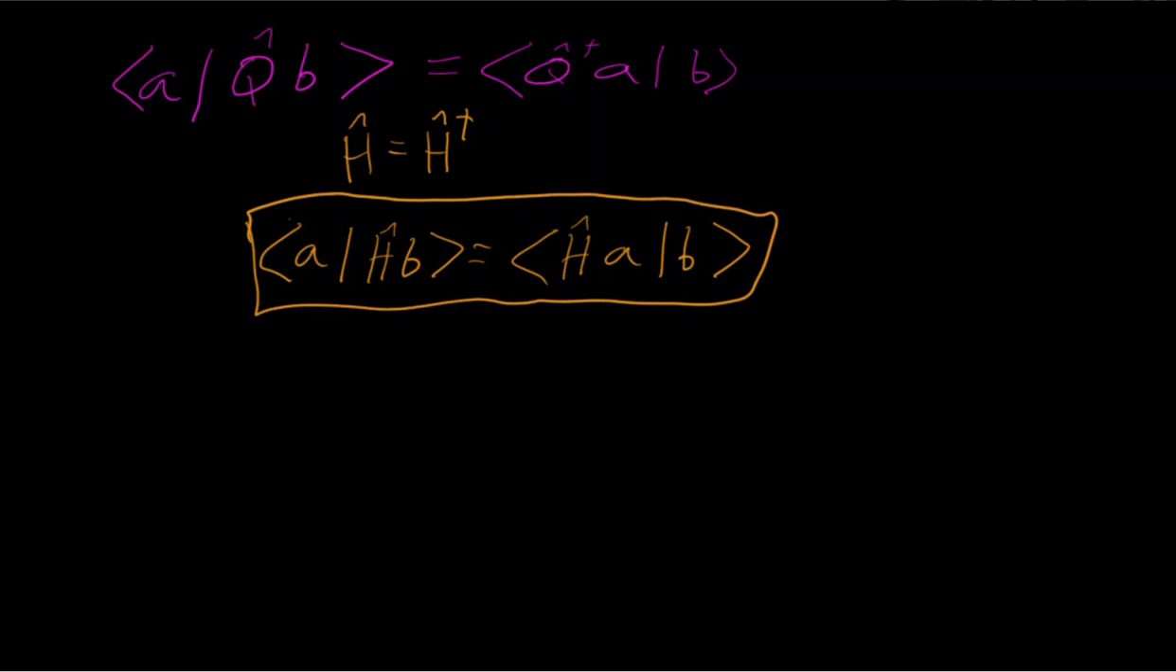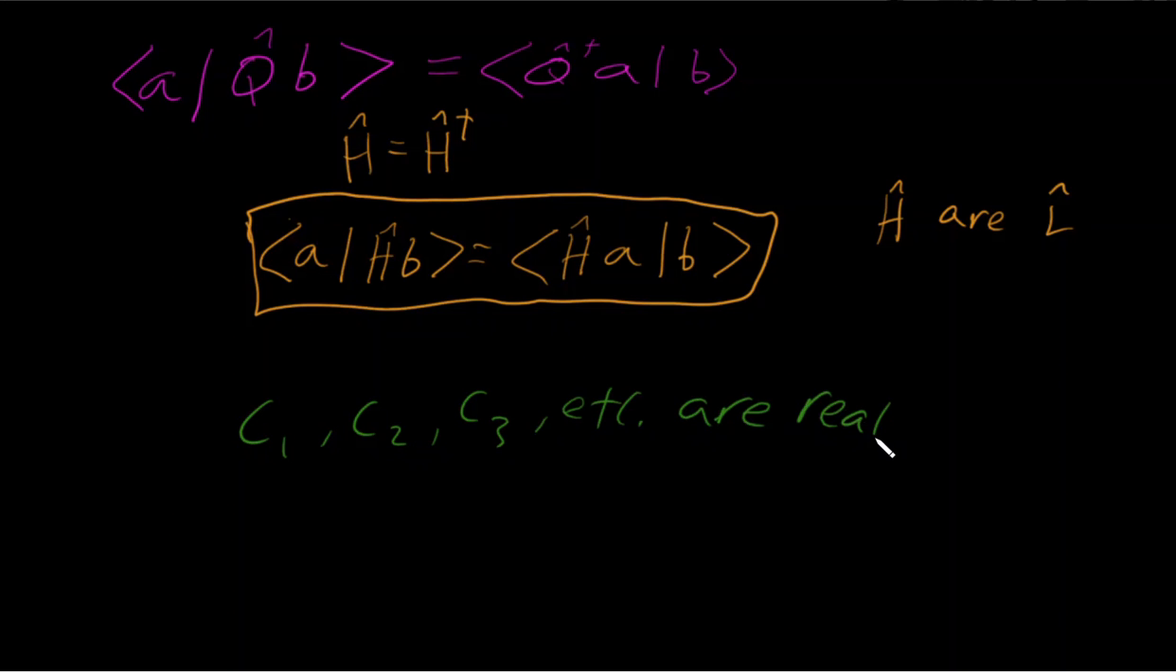And note, Hermitian operators are linear operators too. Hermitian operators are linear operators, right? And so the other thing that I want to discuss here, and I'll prove this too, it turns out a linear combination, right? And I'm going to have to preface this with C1, C2, C3, etc. are real. This only works if they're real, and hopefully you can see why.